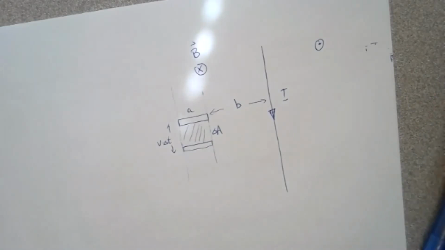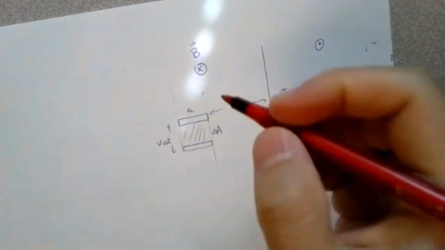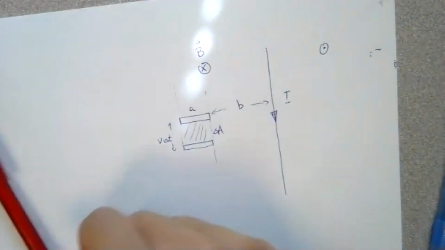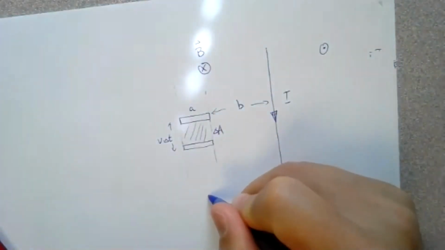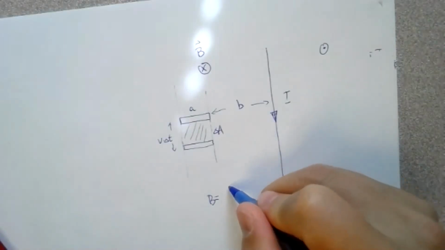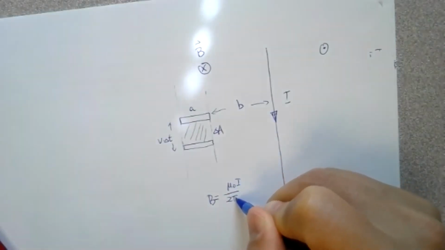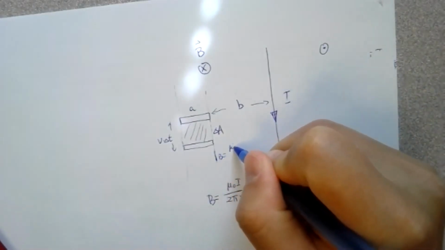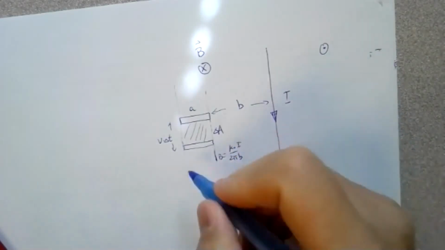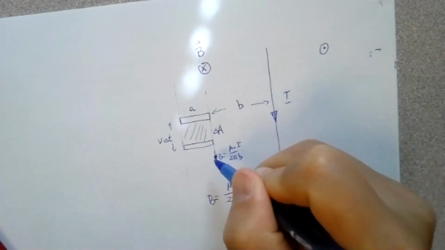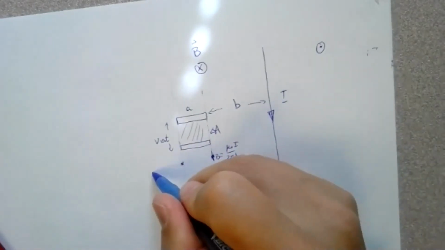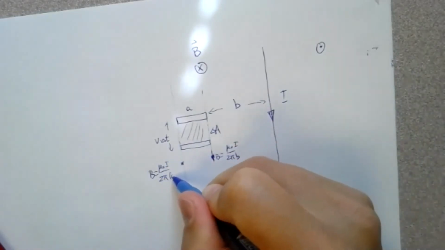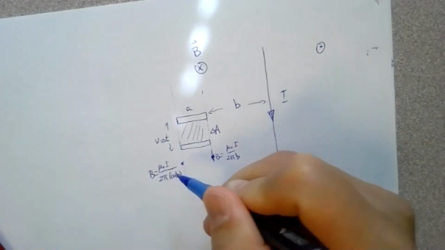Now, in this case, you don't actually have a homogeneous B field over here, right? Because the magnitude of the B field induced is equal to mu naught times I divided by 2 pi r, where r is the distance. So if you are here, then your B field is mu naught I over 2 pi b. But this is at this point. If you are over here, your B field is actually mu naught I over 2 pi times a plus b, right? It's different. Okay.